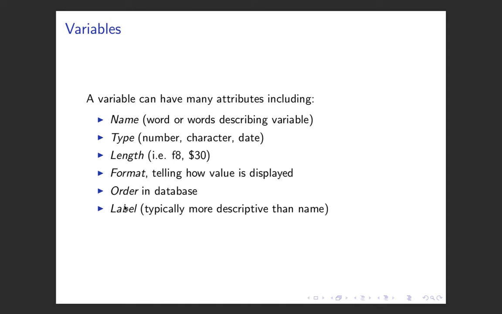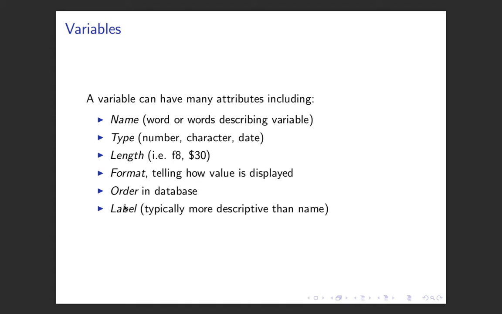So sometimes you might want to order variables from largest to smallest. Sometimes you might order them numerically, sometimes by category. And so those sort of things are important to think about. And then finally, the label. The label is what's displayed in the program.